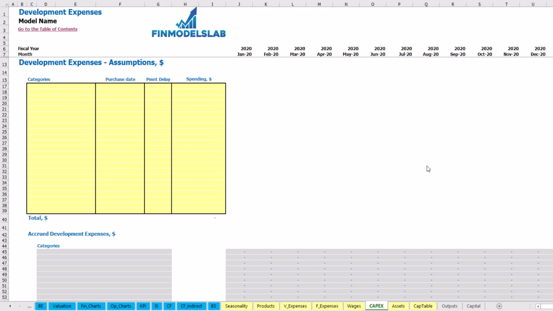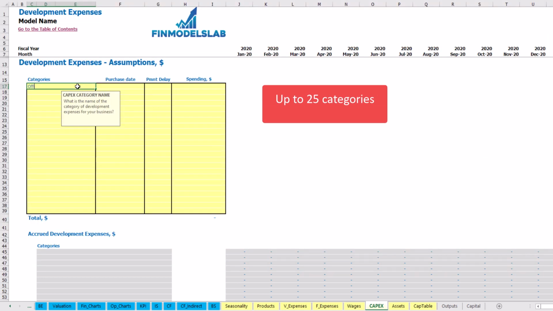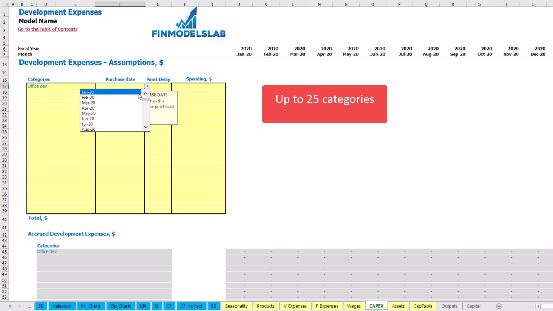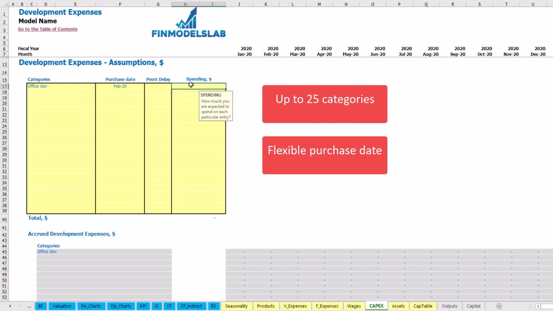On the CapEx tab, you may input up to 20 development expenses categories. Let me give you a couple of examples. So for example, office development with purchase date of February 20 with spending of $10,000.